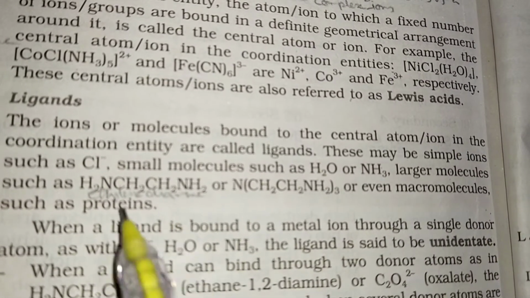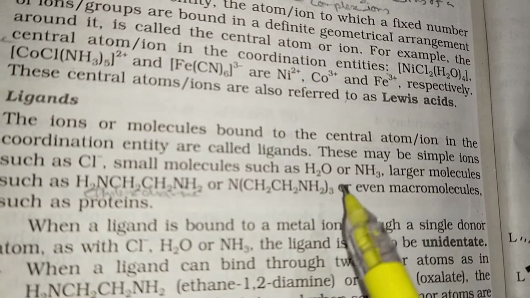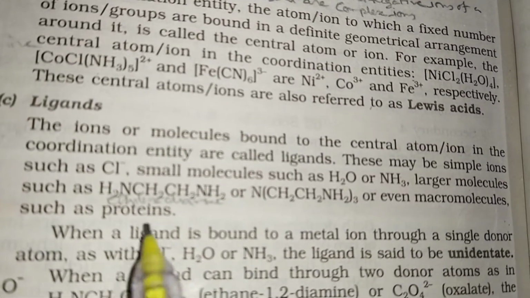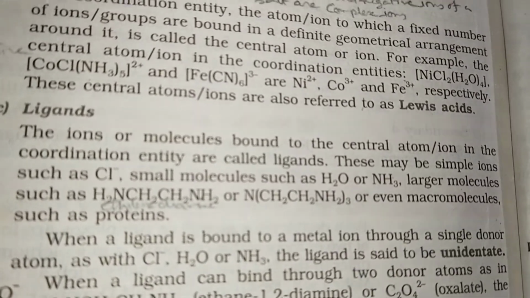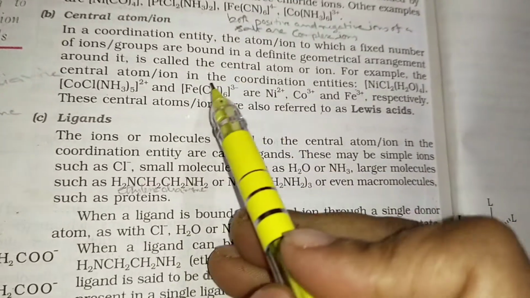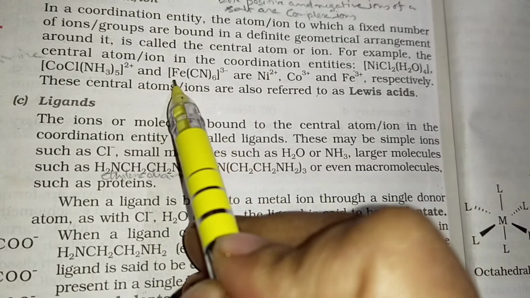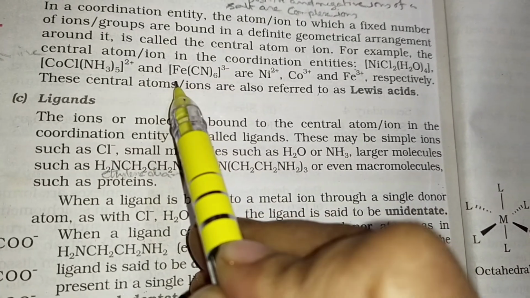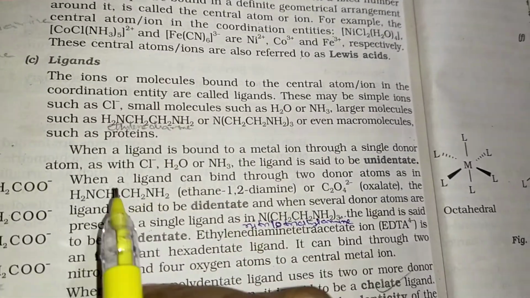What is the name of this compound? Ethylene diamine. Or N(CH2CH2NH2)3, even macromolecules such as proteins can also be counted as ligands. Just like that, take Fe(CN)6. Here CN, the cyanide, is the ligand, and Fe3+ is the central metal ion. In that way we can count ligands.